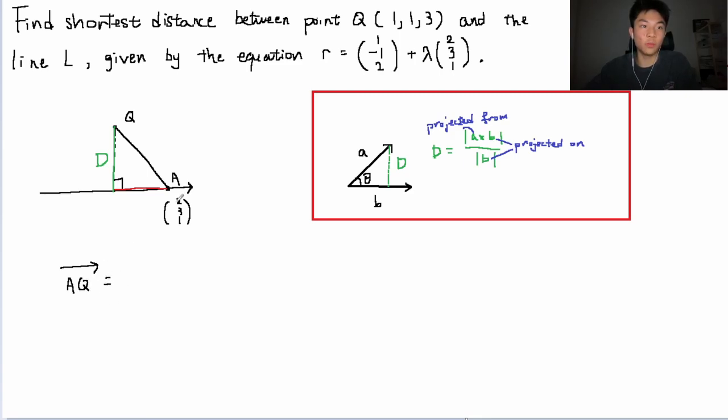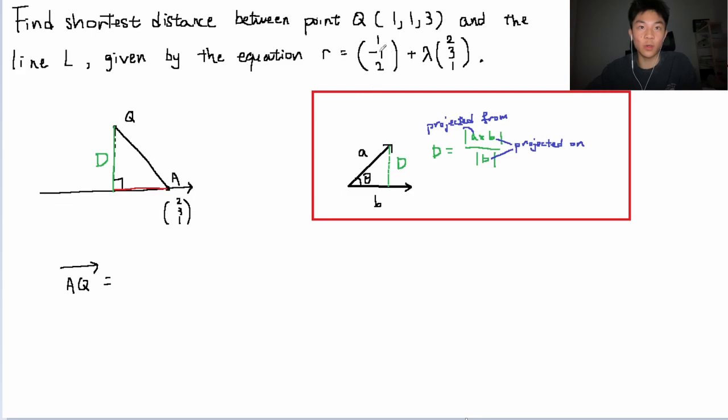To find AQ, we're going to need a coordinate for A. And A can be any point on the line. The reason is that, let's say A is here, AQ is always going to go up by a distance of D. So it doesn't matter where my A is, because my Q stays the same. So A can be any point on the line.